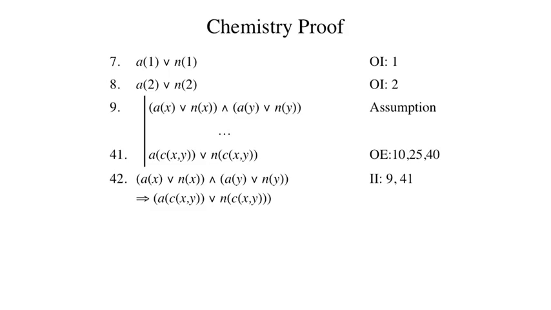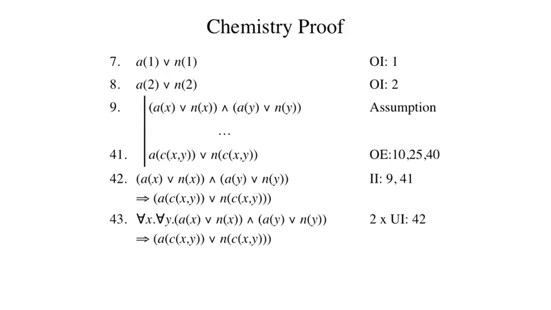We then can use implication introduction to generate the implication on line 42. And we can use two applications of universal introduction to generate the conclusion on line 43. Now we have everything we need. We can put all of the pieces together, two base cases on lines 7 and 8, and this inductive case on line 43, and we can apply structural induction to produce the desired overall conclusion.